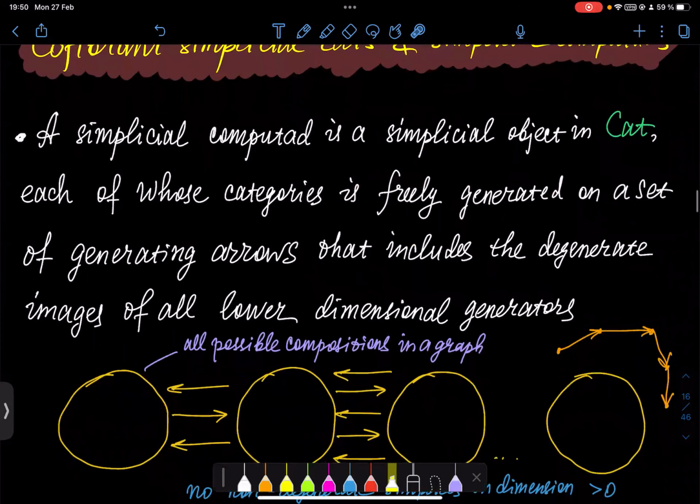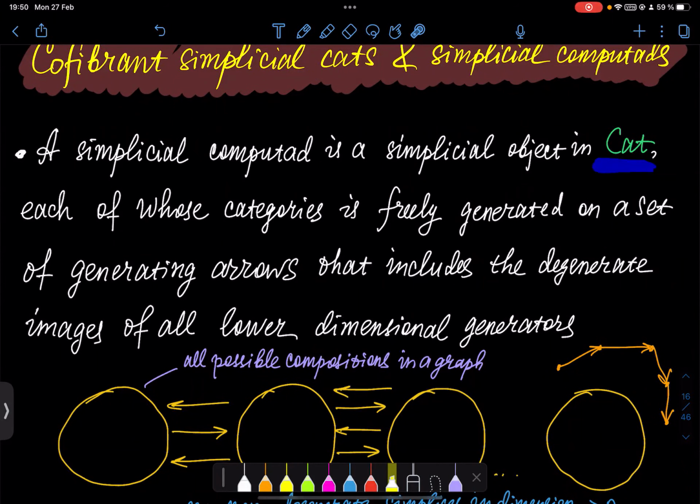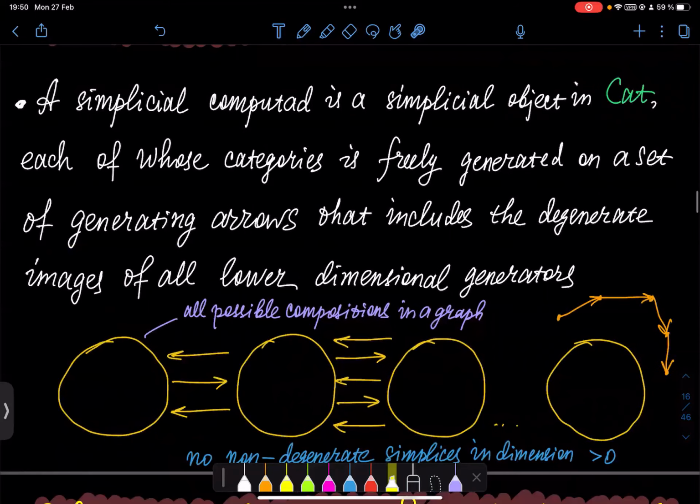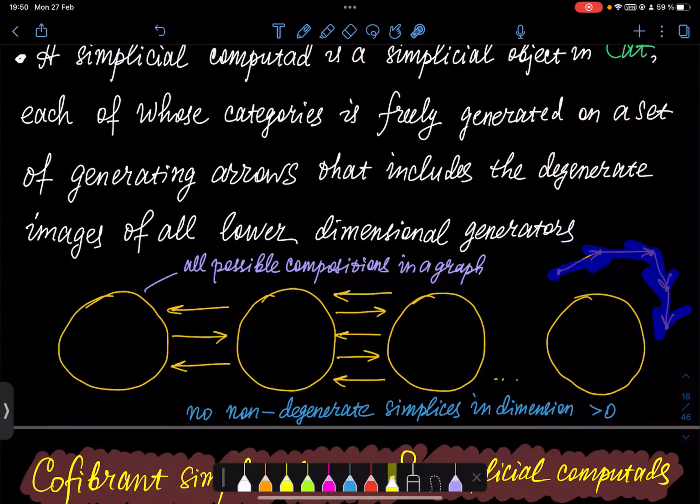So a simplicial computad is a simplicial object in the category of small categories, each of whose categories is freely generated on a set of generating arrows that include the degenerate images of all lower dimensional generators. You can think about this object as the following sequence. On the first step, you consider all possible compositions in your graph.